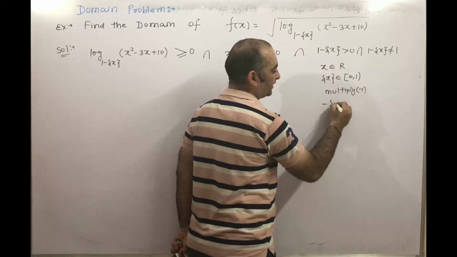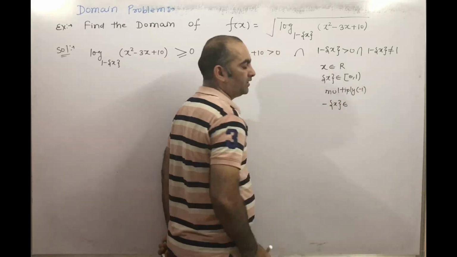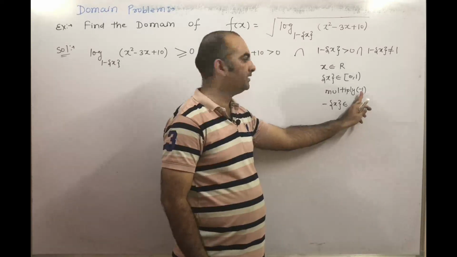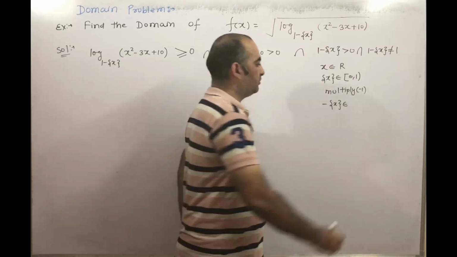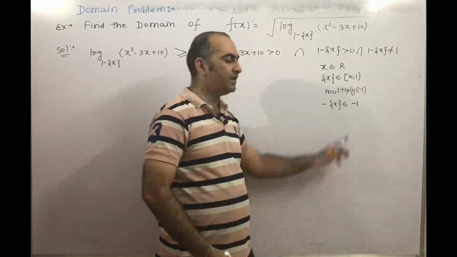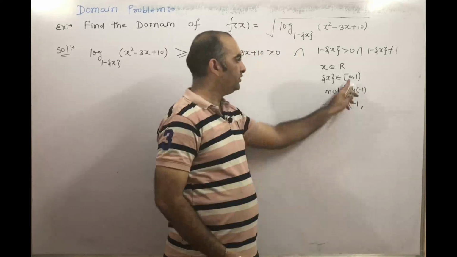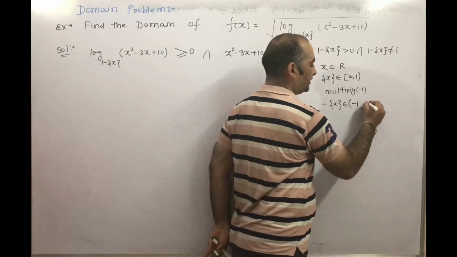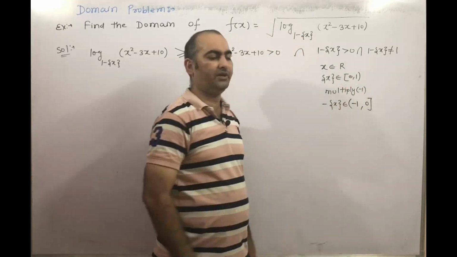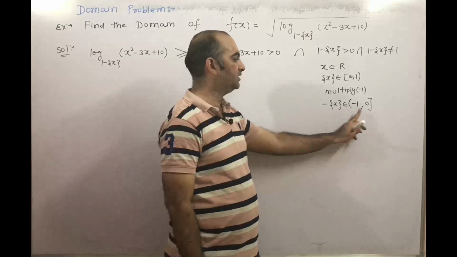Minus of the fractional part of x belongs to... if you multiply by a negative number, what will happen? 1 multiplied by minus 1 gives minus 1, so minus 1 will come first. 1 is not included, so minus 1 is also not included. Comma. 0 into minus 1 is 0. And 0 is closed because this 0 is included. So minus the fractional part of x will come like this.